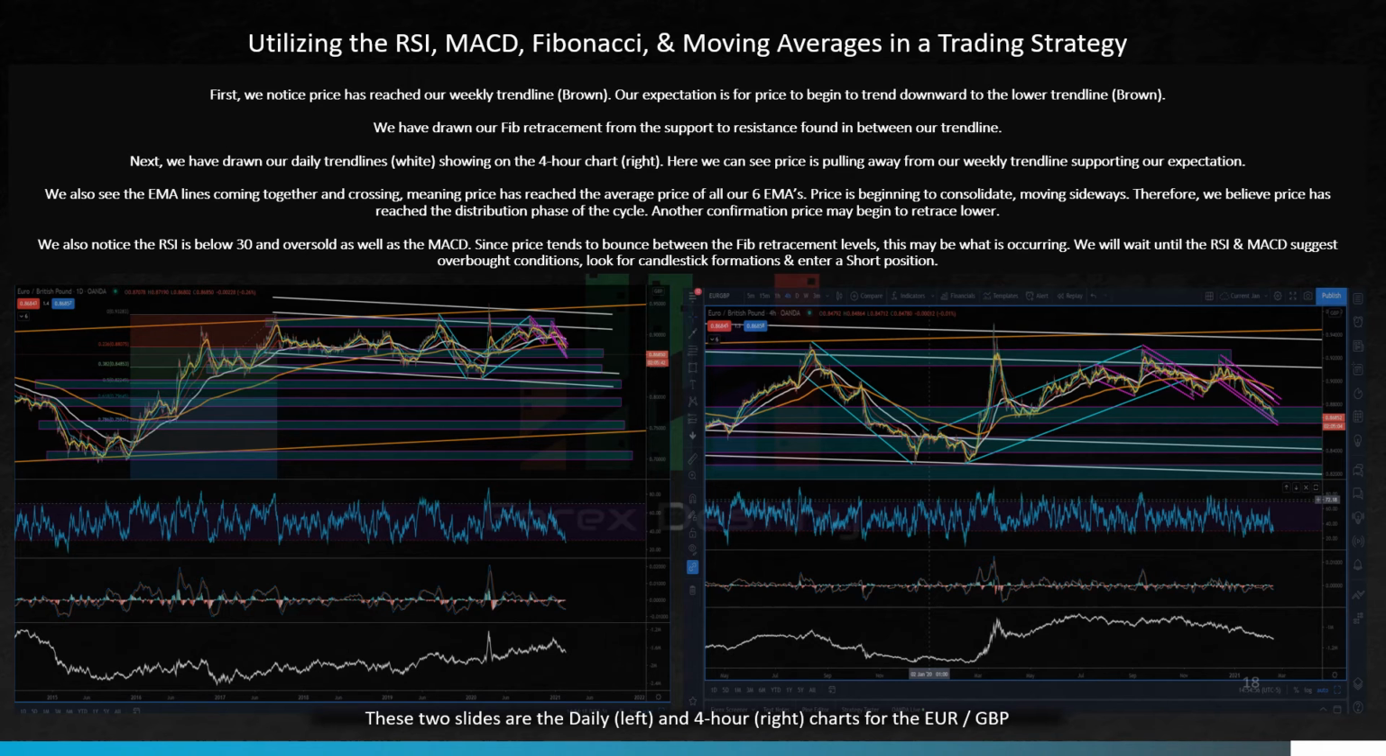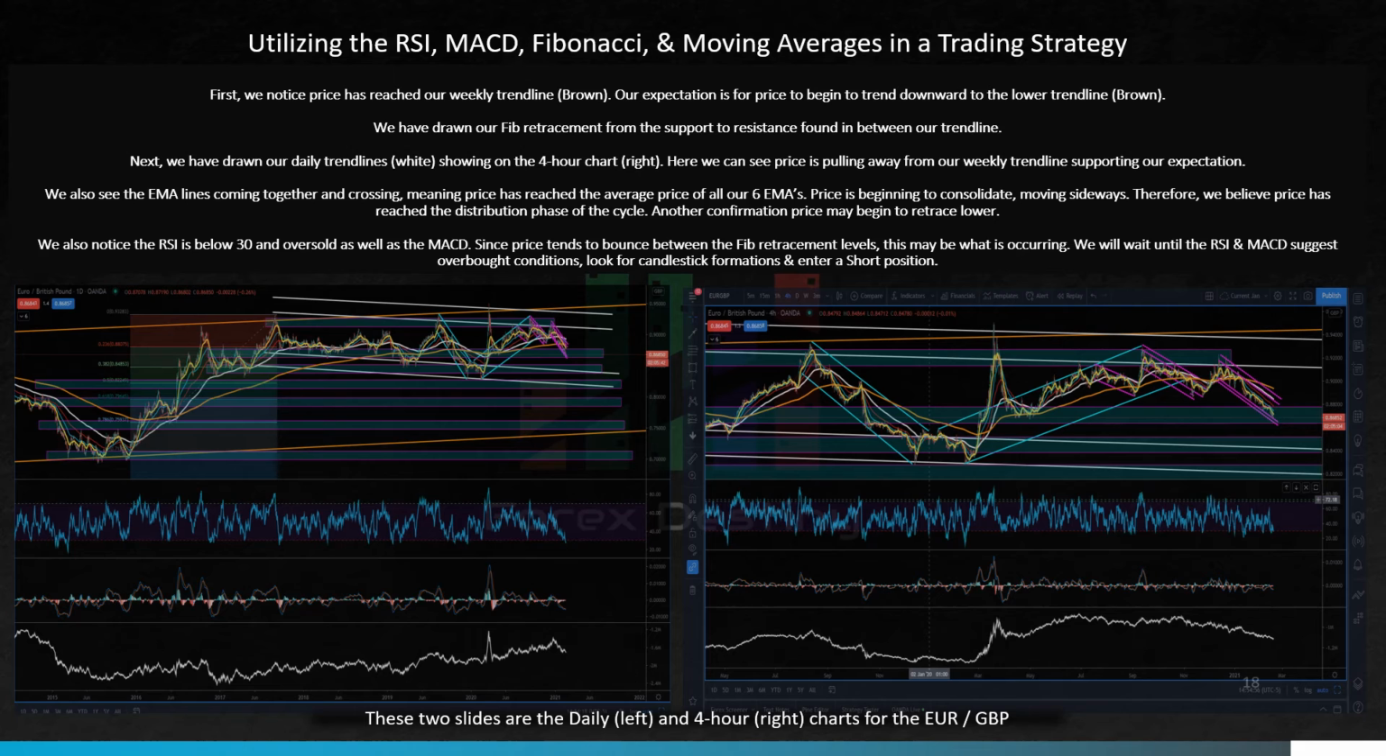Next, we have drawn our daily trend lines in white, showing on the 4-hour chart to the right. Here we can see price pulling away from our weekly trend line, supporting our expectation. We also see the EMA lines are coming together and crossing, meaning price has reached the average of all 6 EMAs. This signifies that price is at an equilibrium. Price is beginning to consolidate and move sideways. Therefore, we believe price has reached the distribution phase of the cycle and maximum supply. Another confirmation, price may begin to retrace lower.